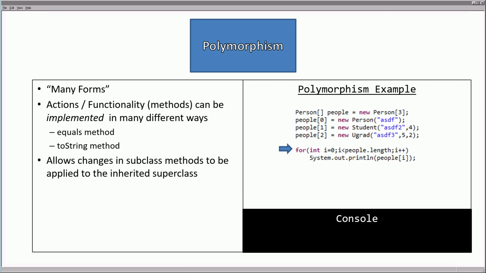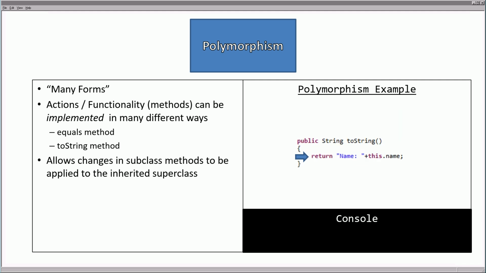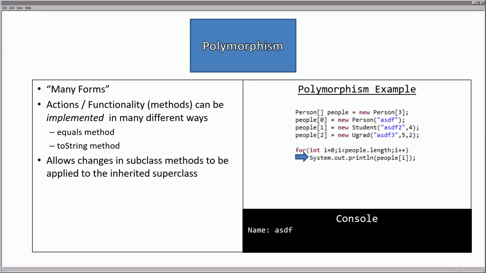We then created a for loop that's going to System.out.println each one of the elements inside that array of people. And as we know, whenever we call System.out.println on an object, it calls the toString method. So let's see how this actually worked. Index 0, that was an instance of a Person. So then it's going to jump to the toString method inside Person, which is going to concatenate together "name" plus the person's name. When we get back here, that prints out name ASDF.